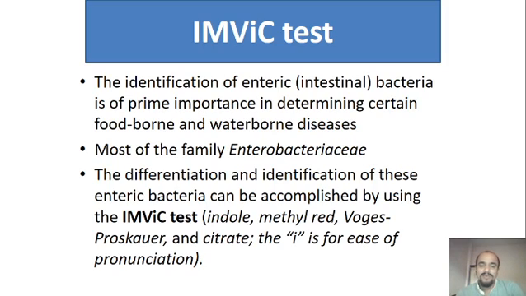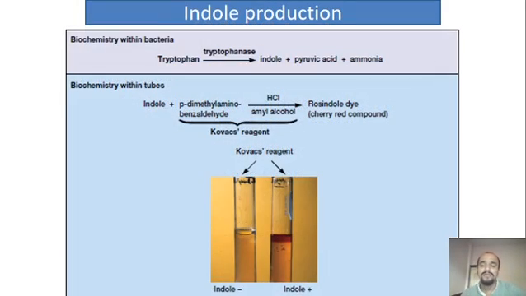These MVIC tests are basically called indole, methyl red, Voges-Proskauer test and citrate test. I is added just for ease of pronunciation. Let's study each test one by one. The first test is indole test. Basically it tests production of indole by bacteria.